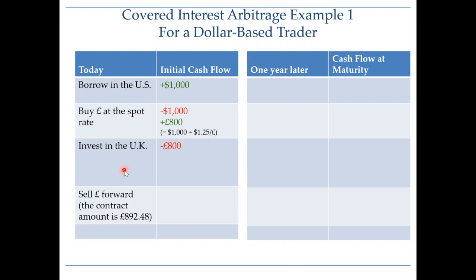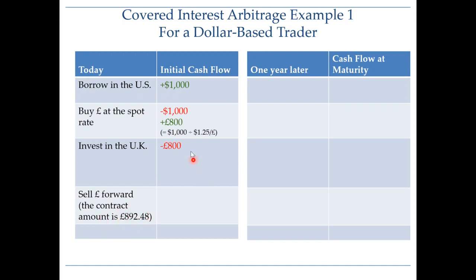Then the last step is getting into a forward contract. Since you know that you will be receiving the maturity value of your investment from the UK in pounds, you can agree to sell those pounds forward and get into that agreement today. So you agree to sell the pounds forward at the forward rate of $1.30 in 1 year's time, and that exact contract amount is going to be 892.48 pounds.